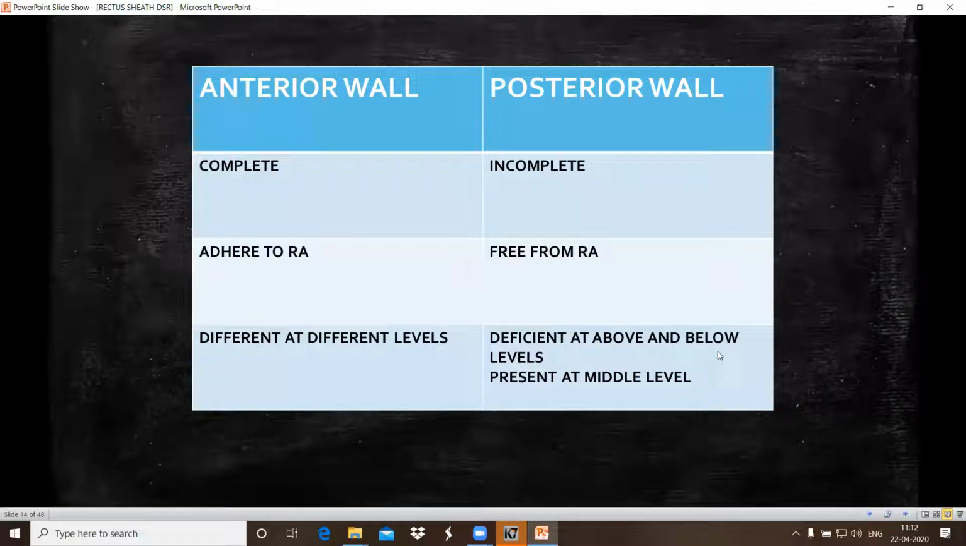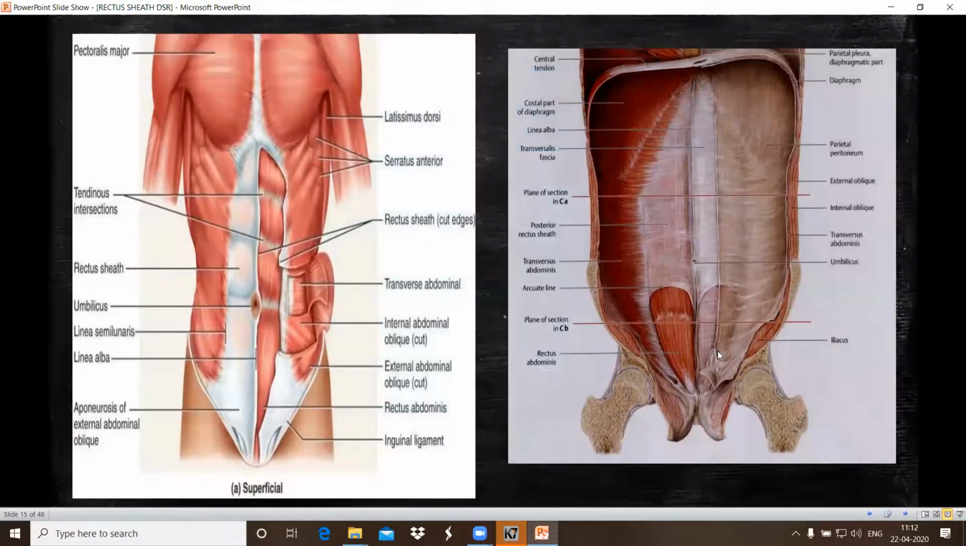So till now we have dealt with the medial wall and lateral wall. Next, coming to the important walls, the anterior wall and posterior wall. The left side diagram shows the anterior wall of the rectus sheath, and the right side diagram shows the posterior wall of the rectus sheath. There are three features of this wall.